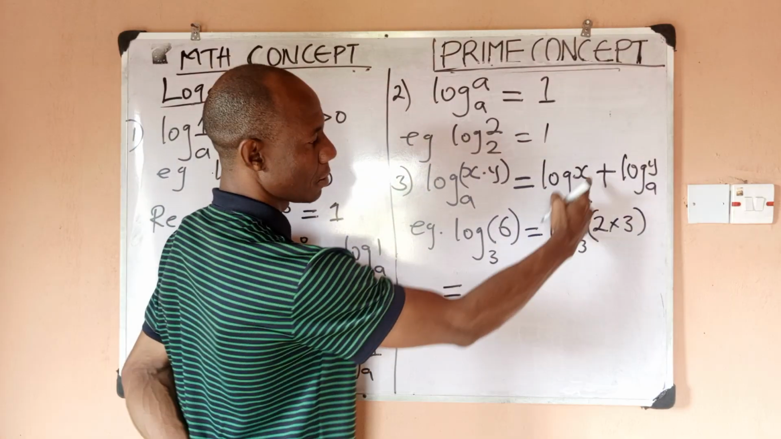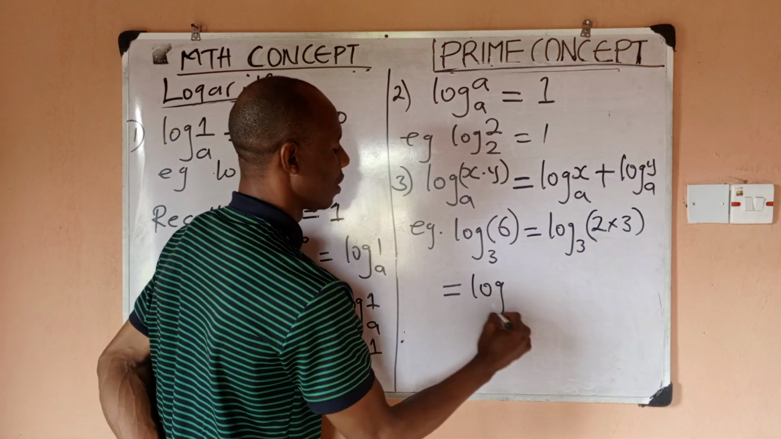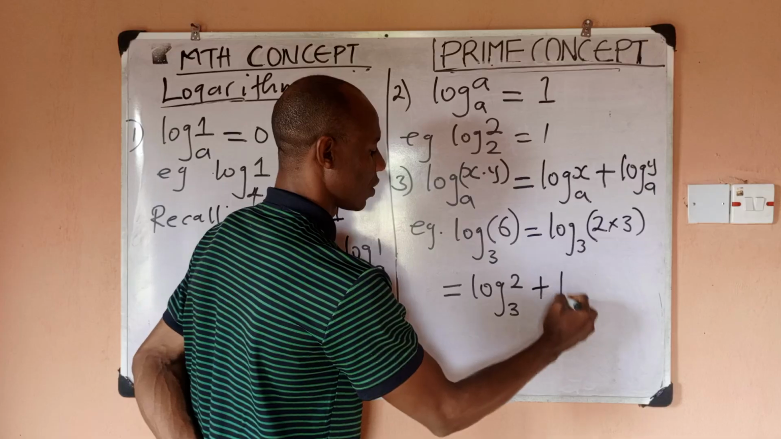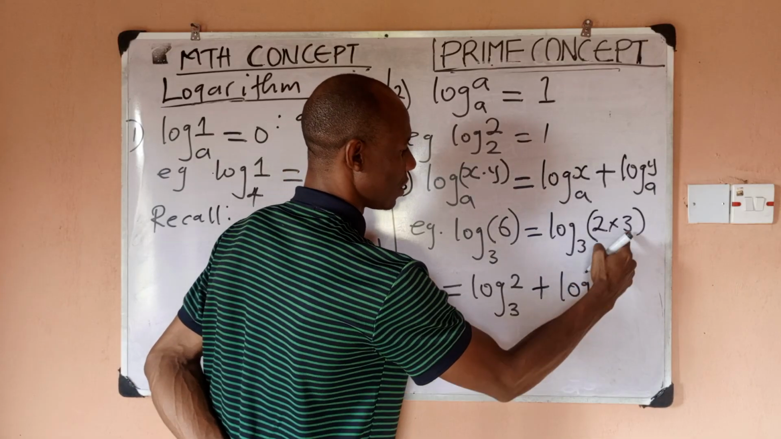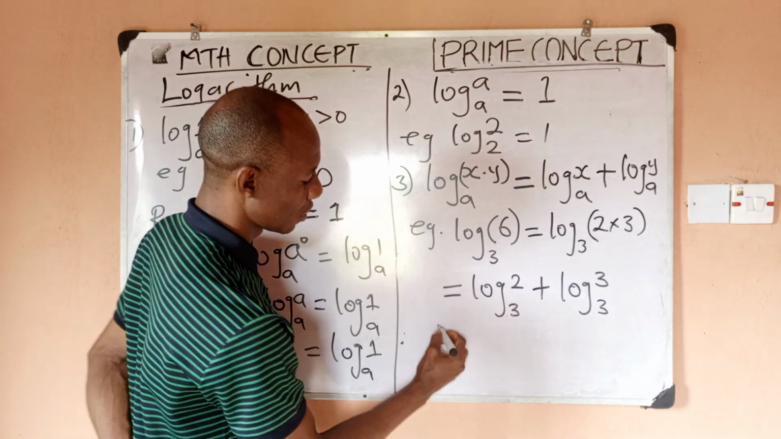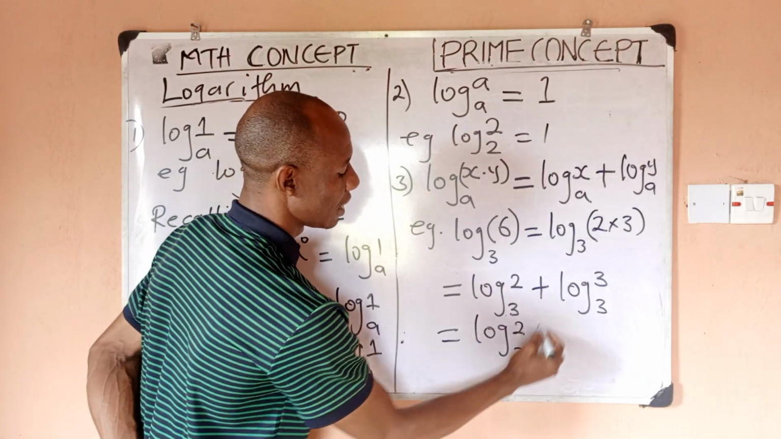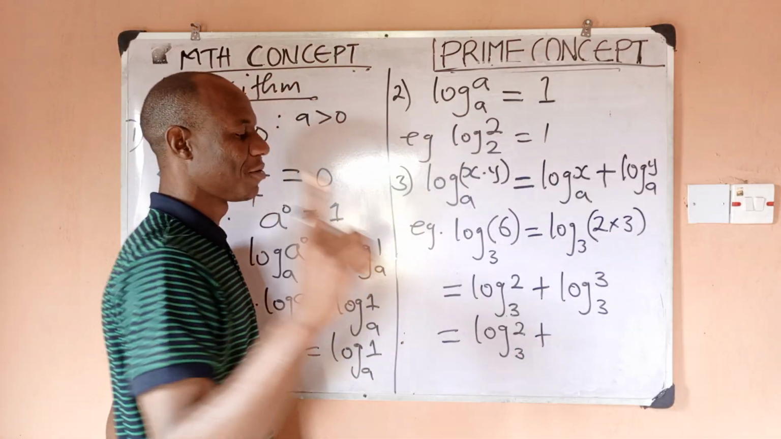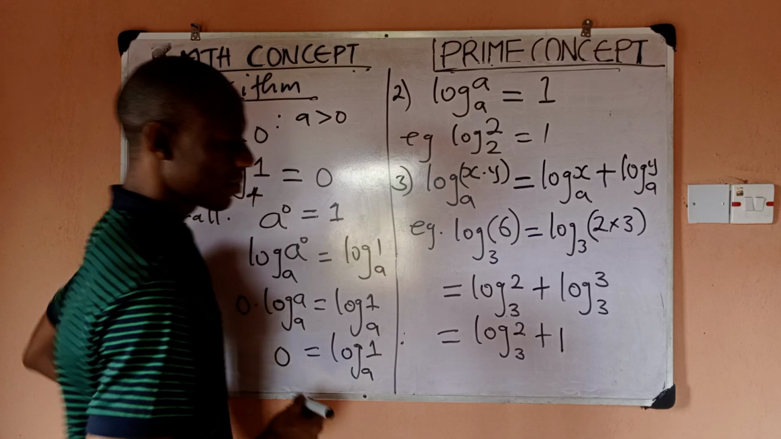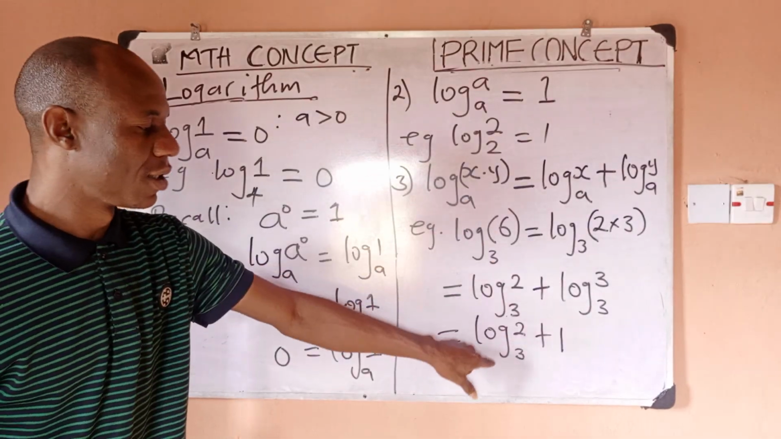Yes, so that by this law I can split this. So I would have log 2 base 3 plus log 3, which is this one, base 3. Notice I'm taking their common base. So this is going to give me log 2 base 3 plus what now? You are very correct. Log 3 to base 3, what will it give us? 1. So you see that we have moved this from this point to this point.